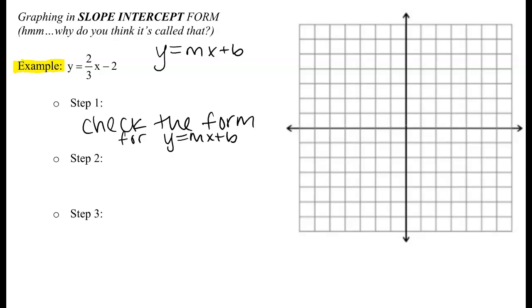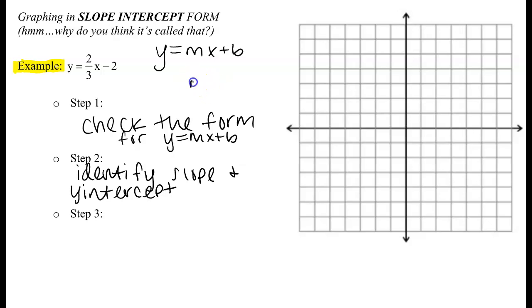Next, we're going to go through and identify what is the slope and what is the y-intercept. So for our example, the slope, again, number in front of the x, is 2/3. So I'm just going to write up here, note to myself, m equals 2/3. I'm using m because that's the universal math variable that we use to describe slope. Now the b, our y-intercept, is -2. Okay, so I've identified the slope and the y-intercept. Next, we need to graph them.